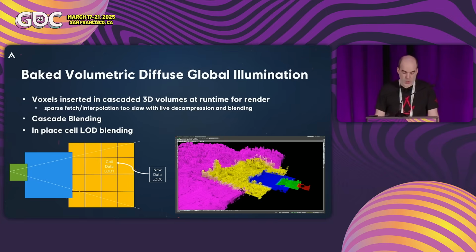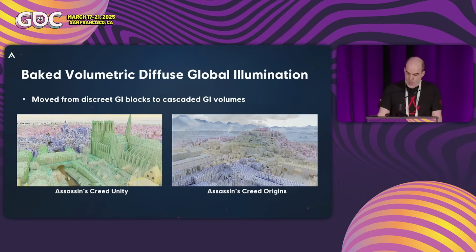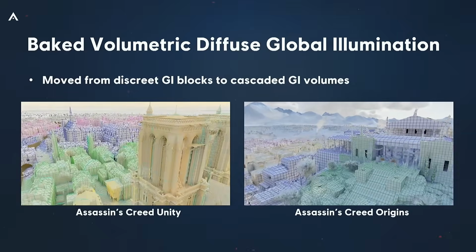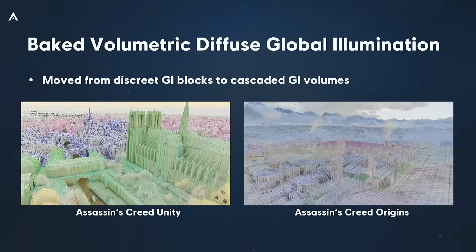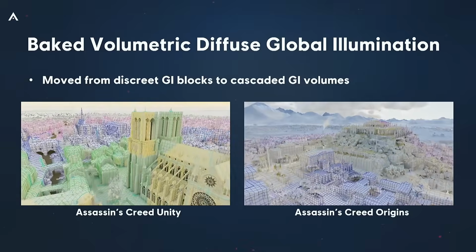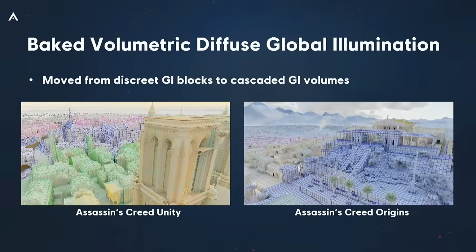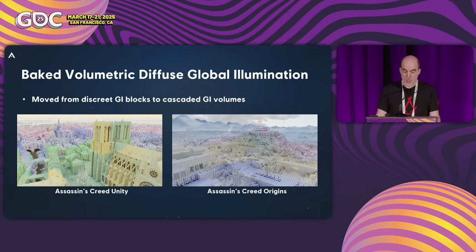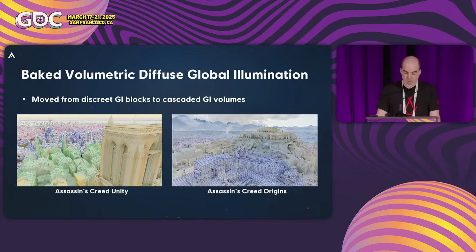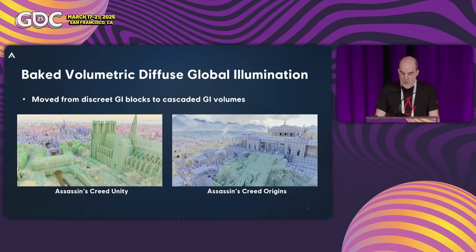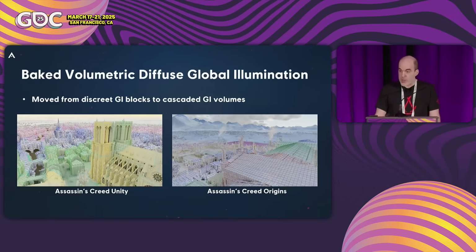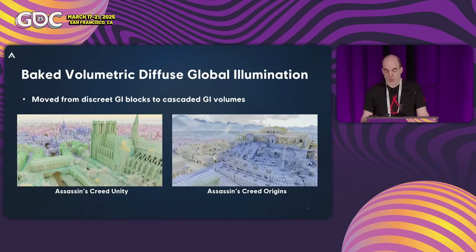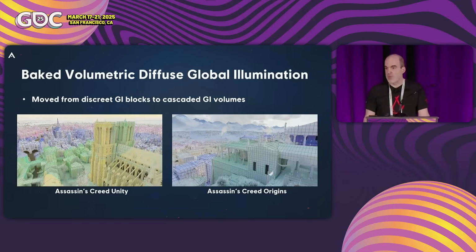On the left, we had a discrete grid of GI blocks, as you can see in AC Unity. The mipmaps or LODs stream with the view distance, so in a discrete fashion, exactly as we do for distance-based 2D texture streaming. It's exactly the same thing, but with 3D volumes. And it worked well, honestly, the game was beautiful. On the right, it's the sparse GI blocks that are inserted in cascaded GI volumes to create a much more continuous level of detail.